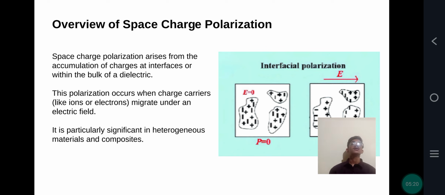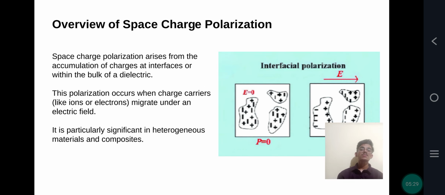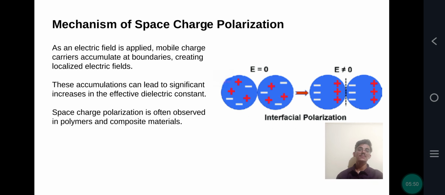This is the final one. Space charge polarization, also called interfacial polarization. Space charge polarization arises from the accumulation of charges at interfaces or within the bulk of a dielectric. This polarization occurs when charge carriers, that is ions or electrons, migrate under an electric field. It is particularly significant in heterogeneous materials and composites.